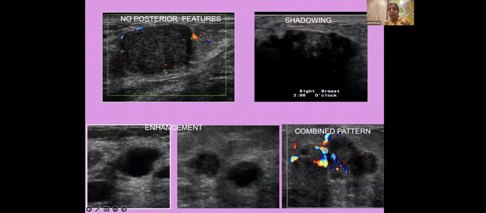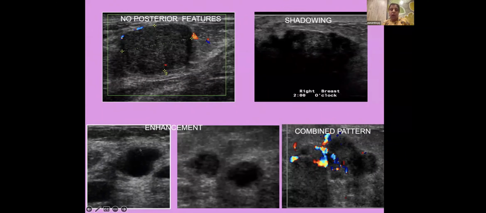If there is darkening or shadowing behind the mass, we say it's shadowing. If there is increased attenuation of the beam or whitening of the area behind a mass, we say there's enhancement. And if some parts of the mass shadow while others enhance, then it is known as a combined pattern of posterior features.